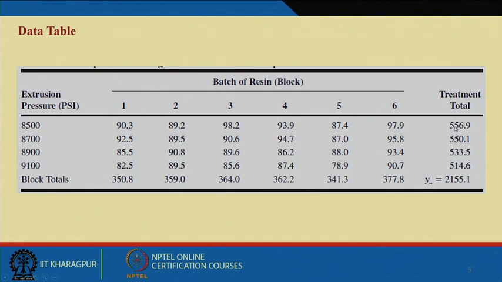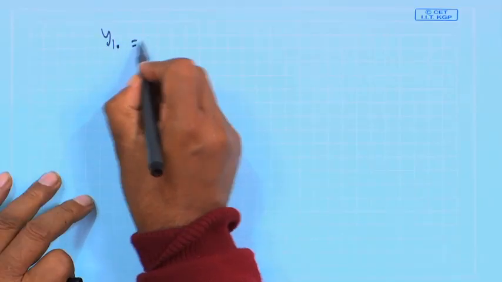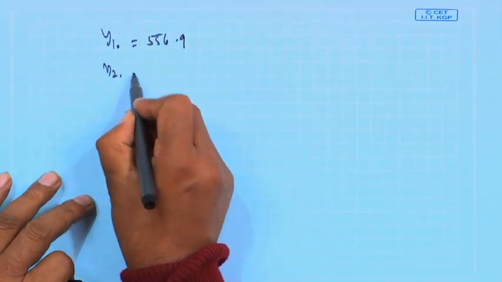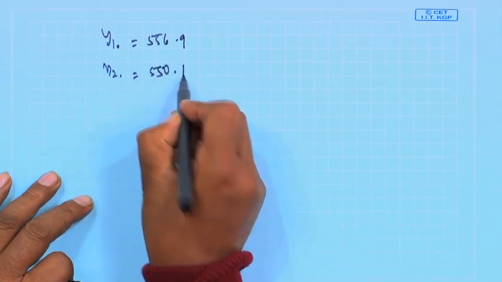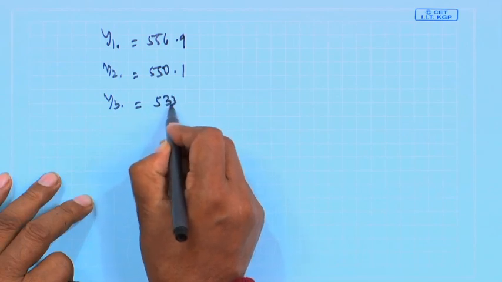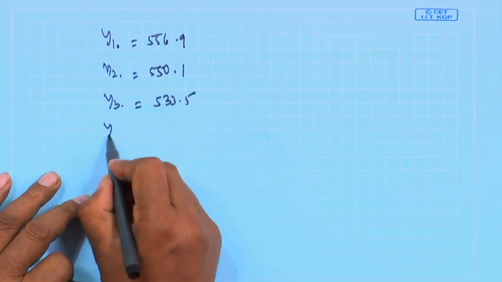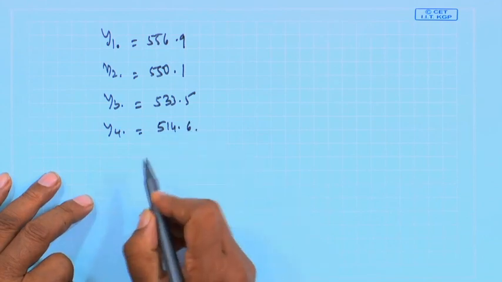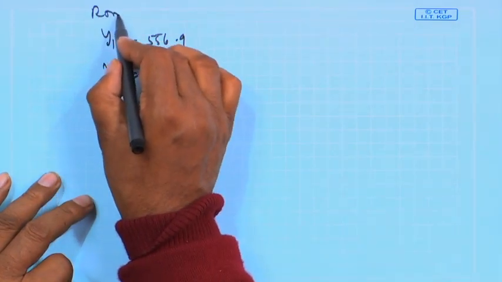So, y 1 dot is 556.9. Similarly, y 2 dot is 550.1, y 3 dot is 533.5 and y 4 dot is 514.6. These are all row totals.